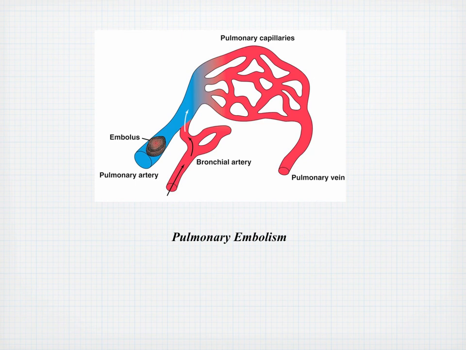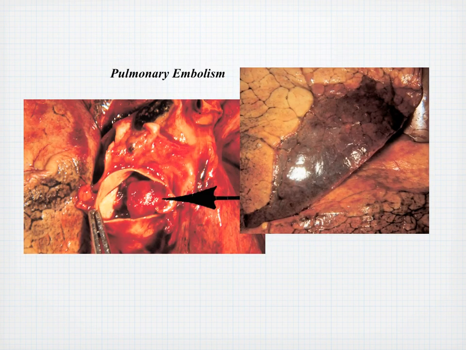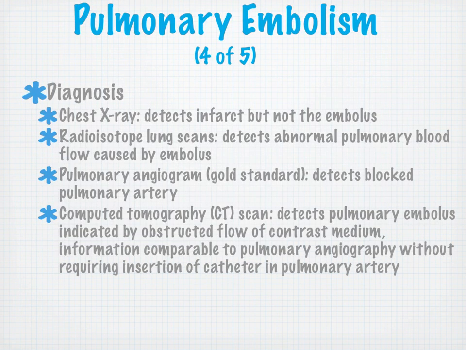There's a nice slide of the pulmonary embolism. There's a not-so-nice slide at necropsy or autopsy. And how do we diagnose these? Chest x-ray. It's going to detect an infarct, but not the embolus. Radioisotope scans, they inject you with technetium or something and then scan you to look for abnormal pulmonary blood flow. Pulmonary angiography detects the blocked pulmonary artery, and then CT is going to detect the pulmonary embolus indicated by the obstructed flow of contrast medium. So they're going to see where it stops.